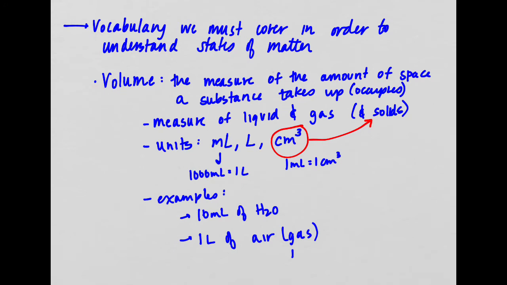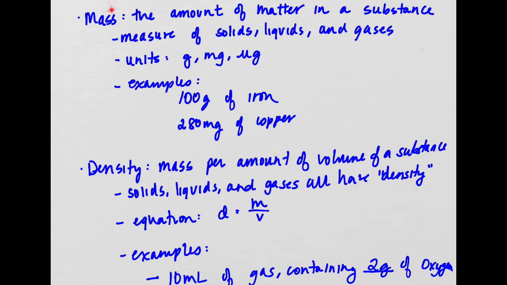The vocabulary that you need to really make sure that you know is volume to start. Remember, volume is the measure of the amount of space a substance takes up. It's a measure of liquid and gas, but it can also be a measure of solids. We have many different units for volume, and I gave you some examples here: 10 milliliters of water, 1 liter of air, gaseous air, etc. The next vocab word is mass. Remember that mass is the amount of matter in a substance, and we can measure mass of solids, liquids, and gases. We have lots of different units that we can use.